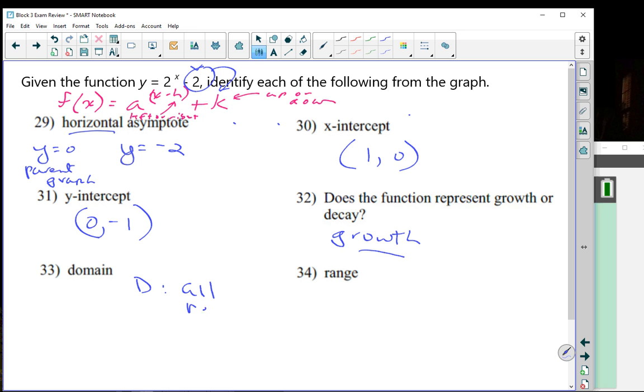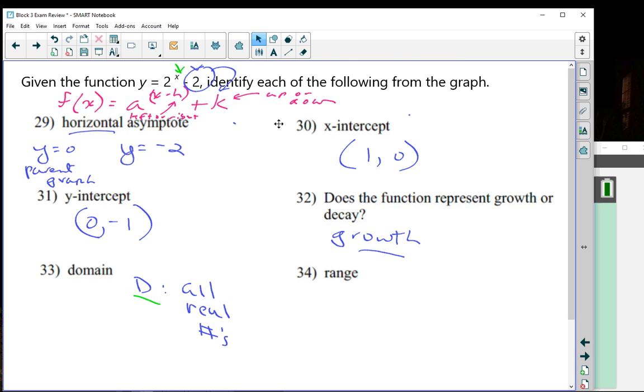Always. So you need to identify what type of function it is, right? All exponential functions, that's what I've got right here. Since x is in the exponent, it's an exponential function. So this will be true for every graph that you graph. Okay?